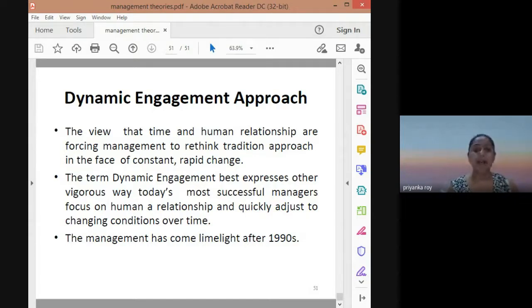This management approach came to limelight after the 1990s. So this dynamic engagement approach sees that things change with time, and the tradition changes with the traditional approach in the face of constant change. Dynamic itself expresses that we are constantly evolving and changing with the times.